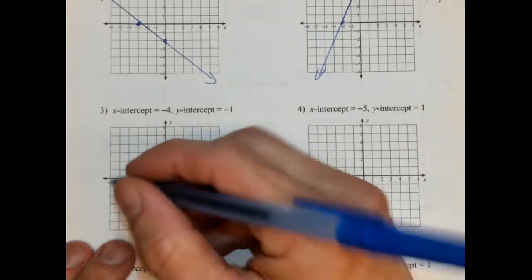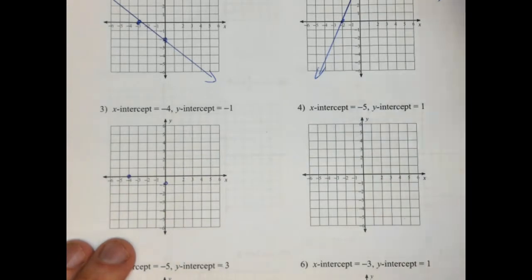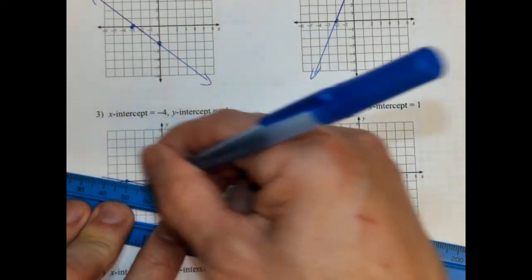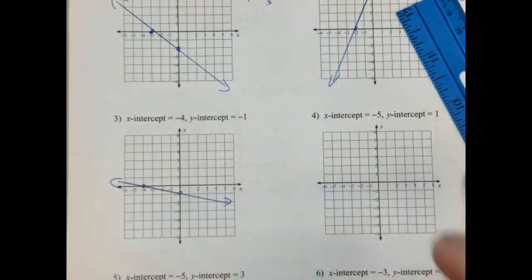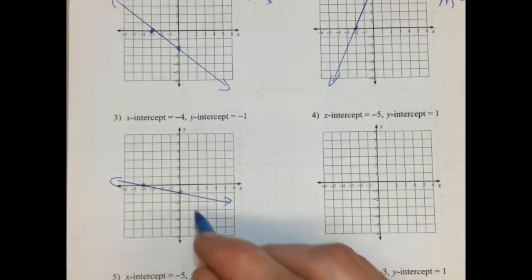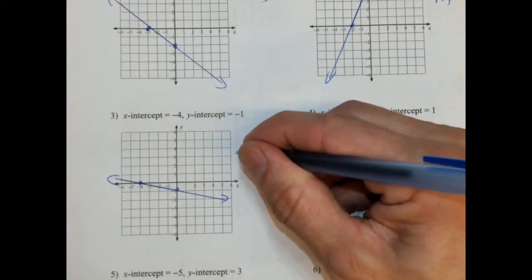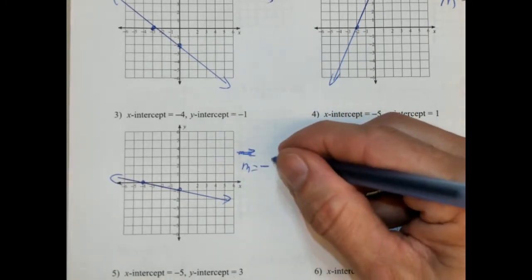The x-intercept is -4. The y-intercept is -1. So this is going to be a negative rate of change. Make sure you draw the arrows that indicate that the line goes on to infinity. It's going to be -1/4. Oops. M equals, let's try that again. M equals -1/4.